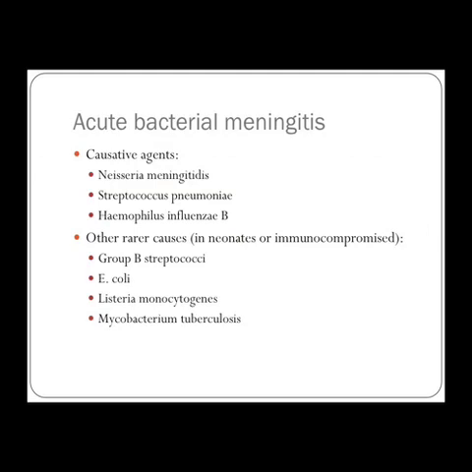Now, what are the important microbes which cause acute bacterial meningitis? Well, the three which you ought to remember really are Neisseria meningitidis, which causes meningococcal meningitis, Streptococcus pneumoniae, and Haemophilus influenzae B. And there are now vaccines available for all of these, well, for certain subtypes of strep pneumoniae, but certainly for meningococcal and Haemophilus influenzae B. Other rarer causes in those who are immunocompromised or neonates include Group B strep, E. coli, Listeria, and TB, but I would remember the top three. Those are the most important.